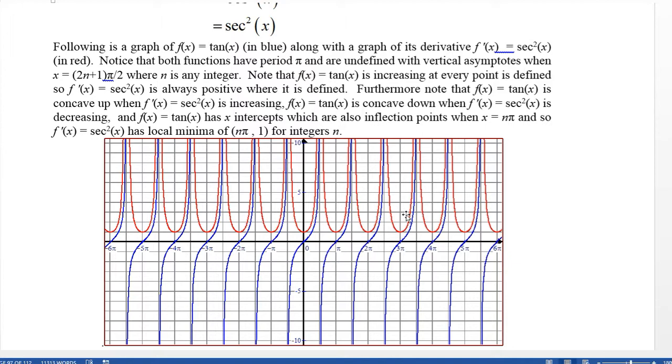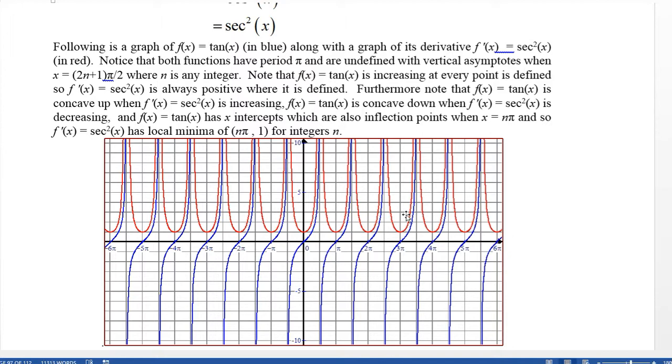And notice that the vertical asymptotes of the tangent are the same vertical asymptotes of its derivative, secant squared of x. Notice everywhere the tangent is defined, it has a positive slope, so that on each individual piece, as long as we don't jump over an asymptote, the original function is increasing, so its derivative will be positive. And that's all seen in this picture.